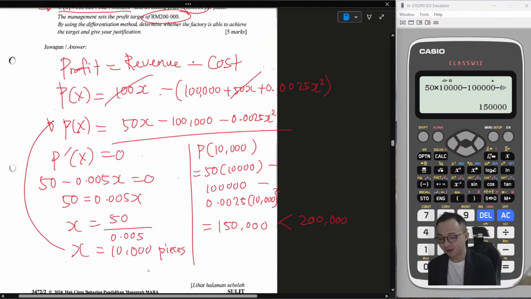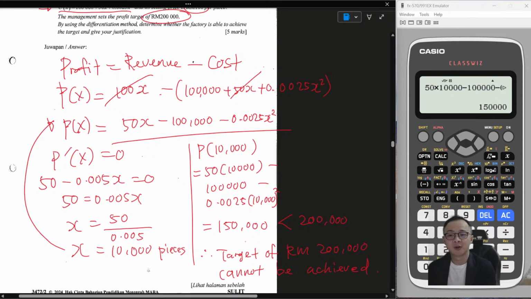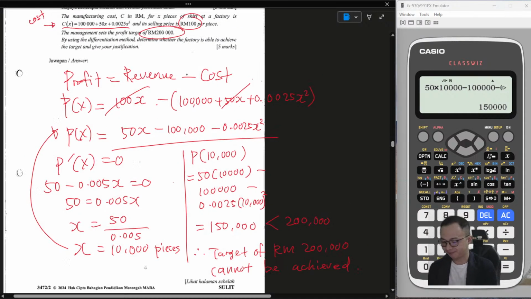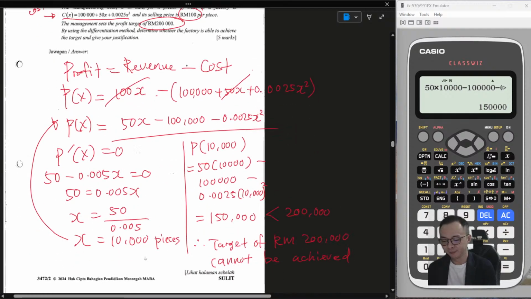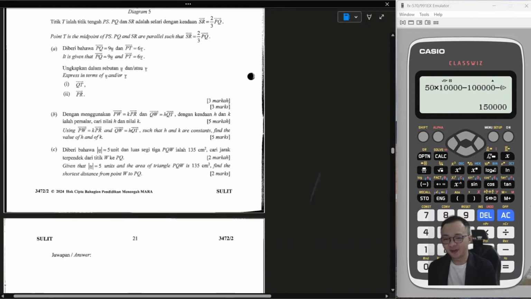So therefore, the target of RM 200,000 cannot be achieved. Okay, so I hope you get it. Okay, let's move on to the next one.